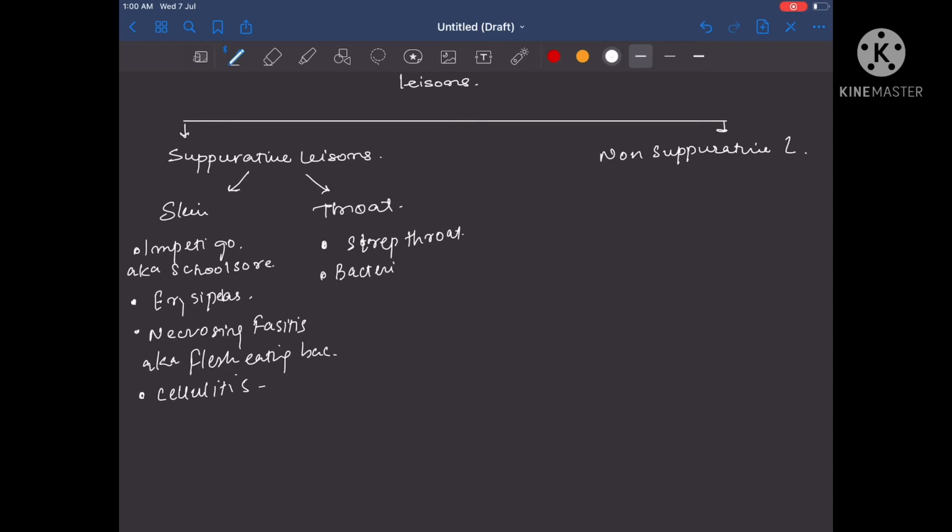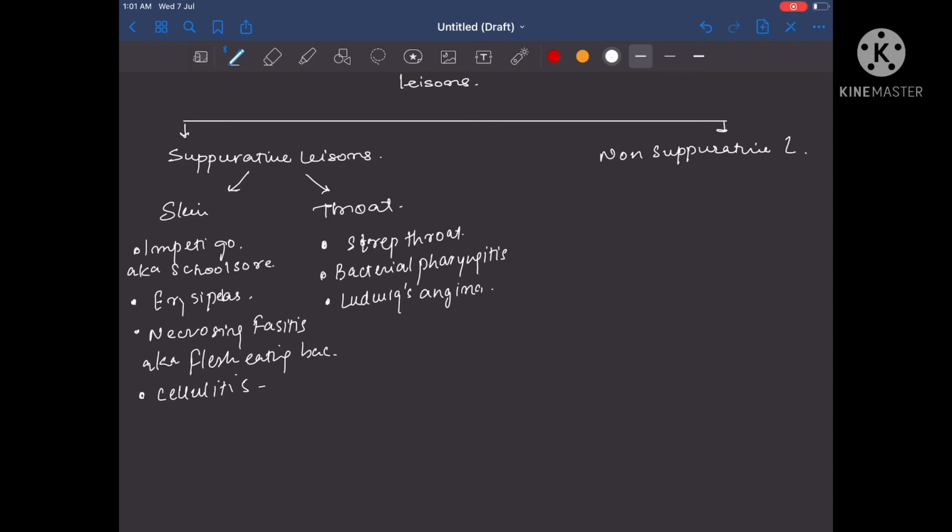In throat, you should have heard the common name strep throat, a very bad condition. And there is bacterial pharyngitis. This is the most common thing in that. And the last is Ludwig's angina. So suppurative lesions are over.